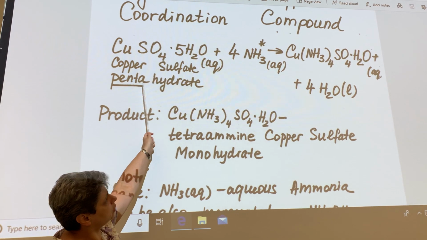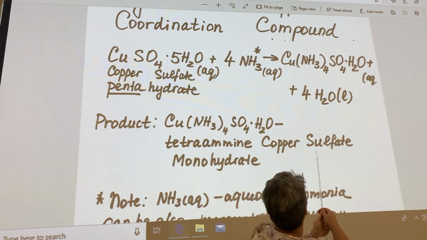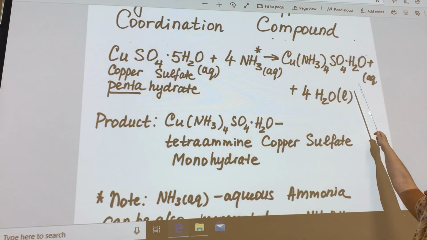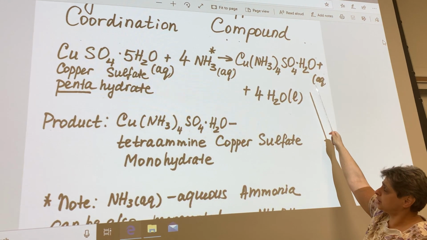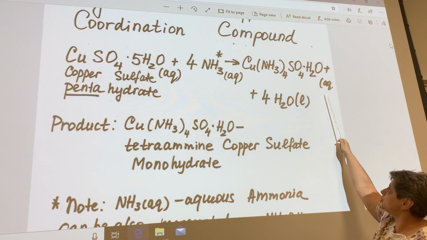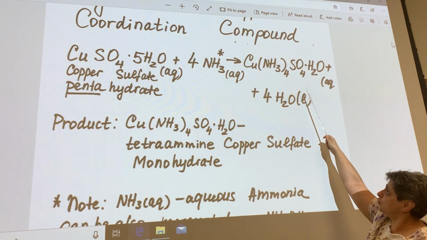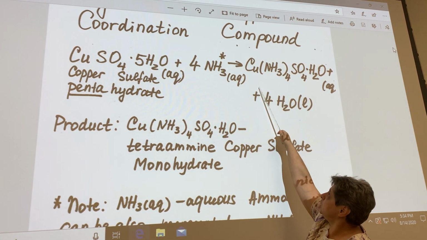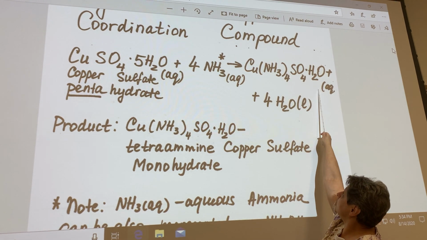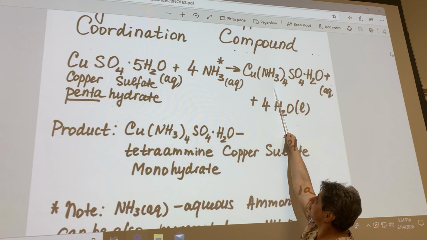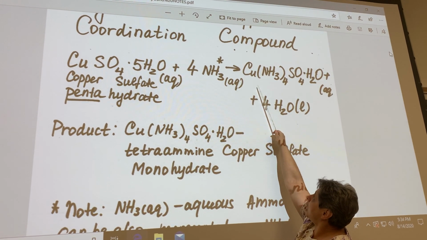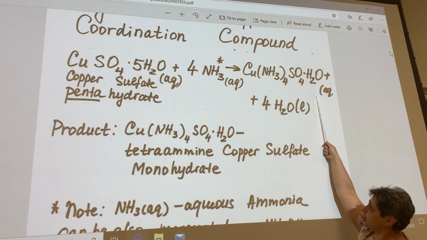So going back to our chemical equation, we now are looking over to the product side, and as you can see, there are two products. One is liquid water. The second one is that purple material that I showed you. Its chemical formula is shown here: Cu(NH3)4SO4·H2O. The chemical name is tetraamminecopper(II) sulfate monohydrate.